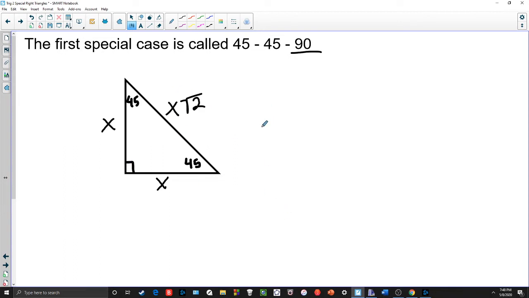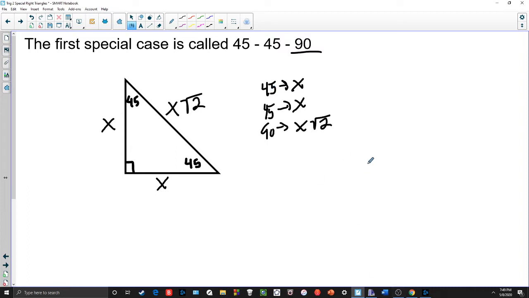The way I write that down in terms of ratio is like this. I have 45, 45, 90, and I know that this is x, that is also x, and this is x root 2. So as long as I know one of these numbers here, I can use equations in algebra to solve for the other two.